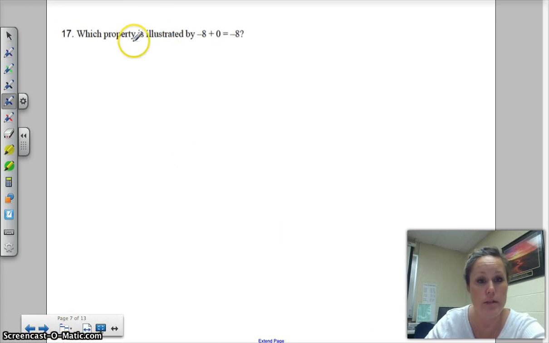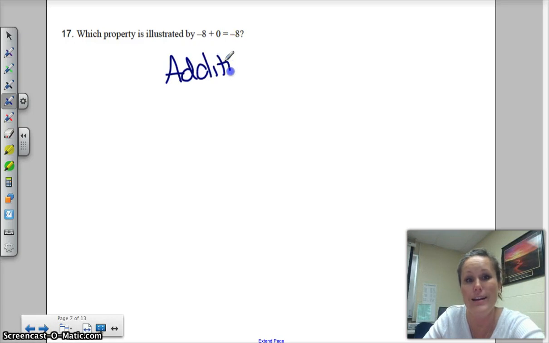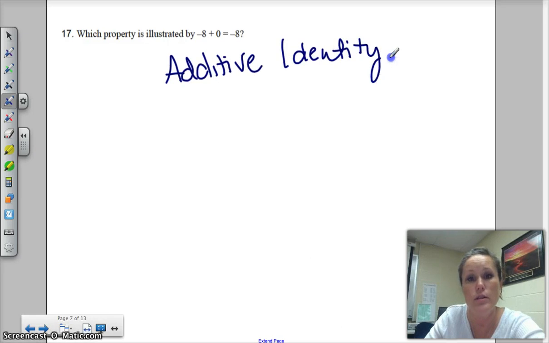Okay, now which property is illustrated by -8 plus 0 equals -8? Well, my properties tell me that when I add to a number and it does not change its identity, it's called additive identity. I added 0 and it stayed -8.